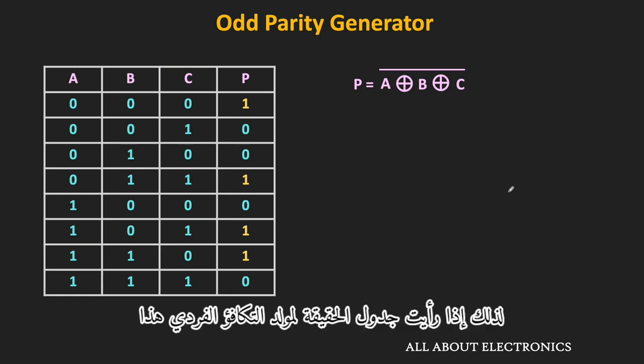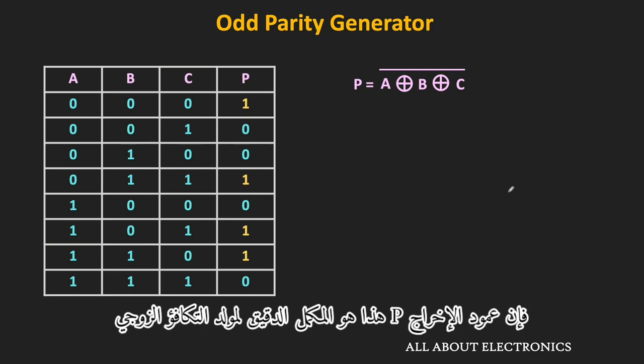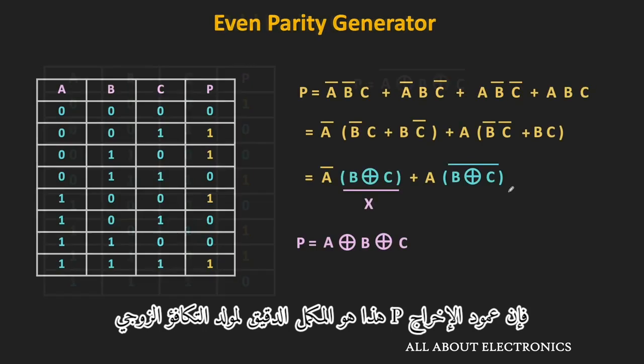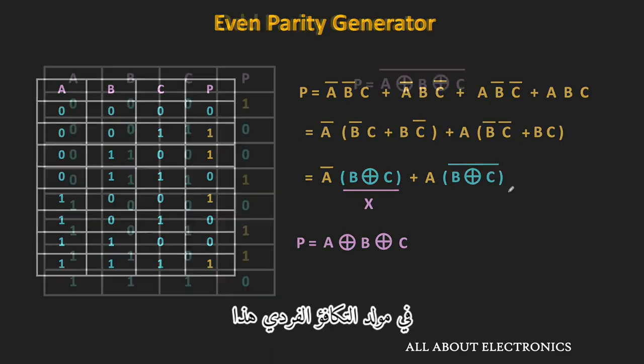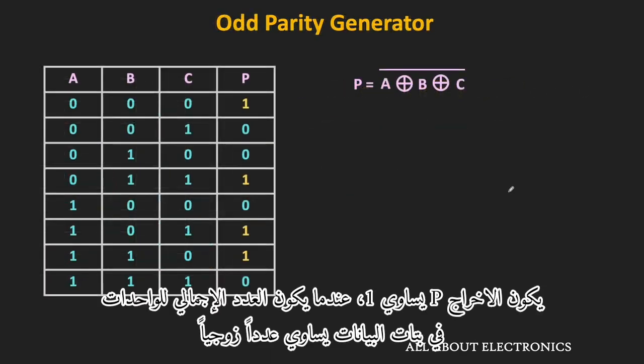So if you see the truth table of this odd parity generator, then this output P column is the exact complement of the even parity generator, because in the even parity generator, the output P was high when the total number of ones in the data bits was odd. On the other hand, in this odd parity generator, the output P is equal to 1 when the total number of ones in the data bits is even.